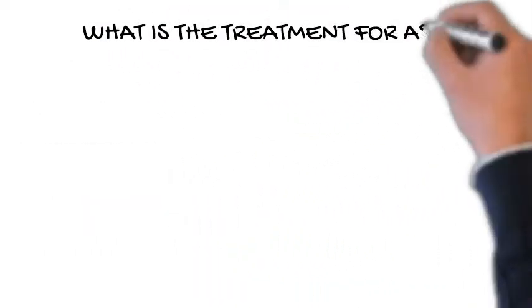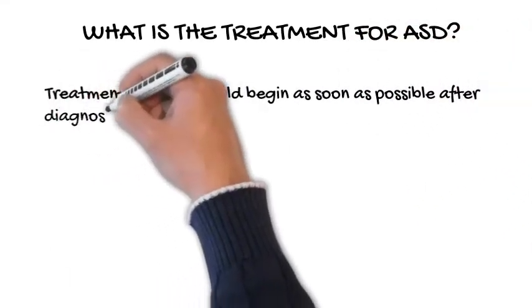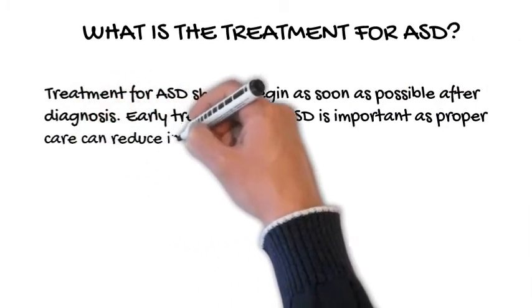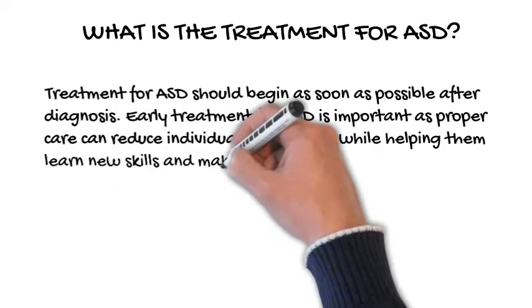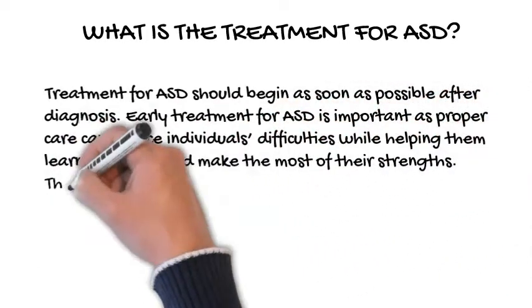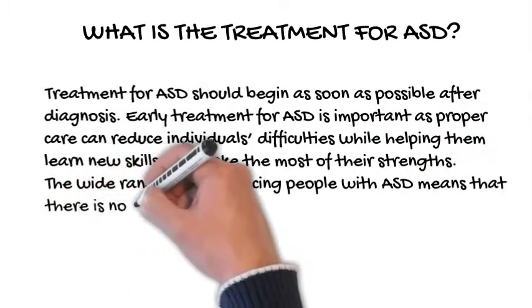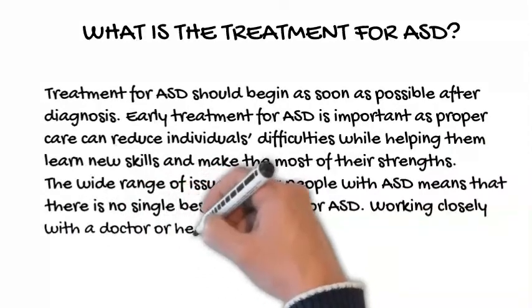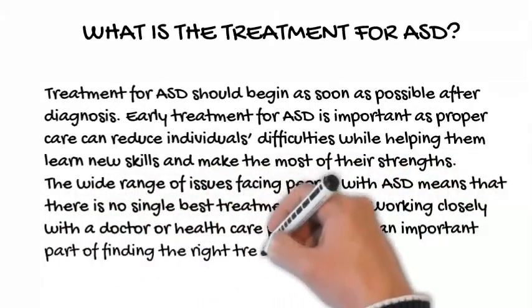What is the treatment for ASD? Treatment for ASD should begin as soon as possible after diagnosis. Early treatment for ASD is important as proper care can reduce individuals' difficulties while helping them learn new skills and make the most of their strengths. The wide range of issues facing people with ASD means that there is no single best treatment for ASD. Working closely with a doctor or healthcare professional is an important part of finding the right treatment program.